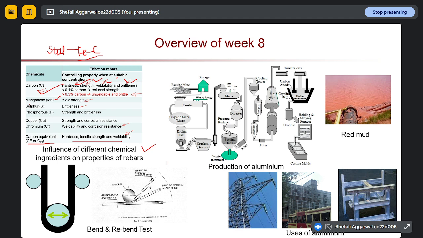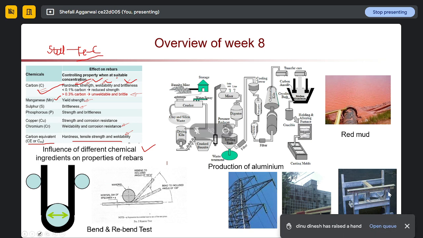So the next step is, what are the different tests we do to check the properties of the rebar. If you have any doubt, you can ask.